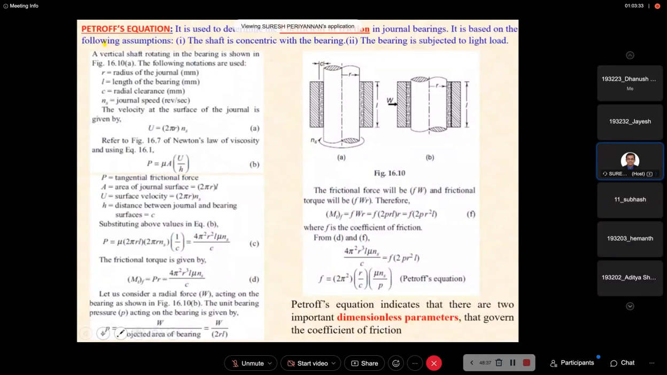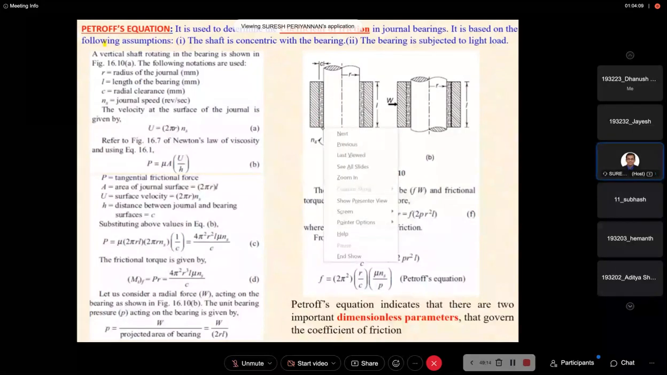Now I come to Petrov's equation. Now, what is Petrov equation? See, to determine our coefficient of friction, now we are using bearings. In the bearing, one part is fixed part. This is a fixed part. This is a rolling part. This is a rotating part. When this rotating part, in between, we have discussed enough information why we are using lubricant. In between two parts, we are using lubricant, right?